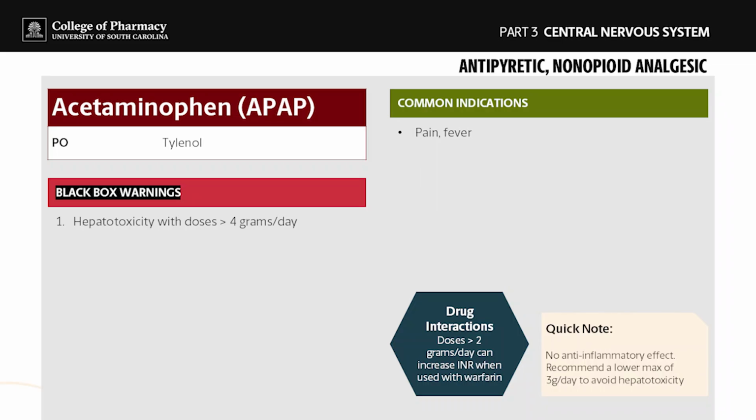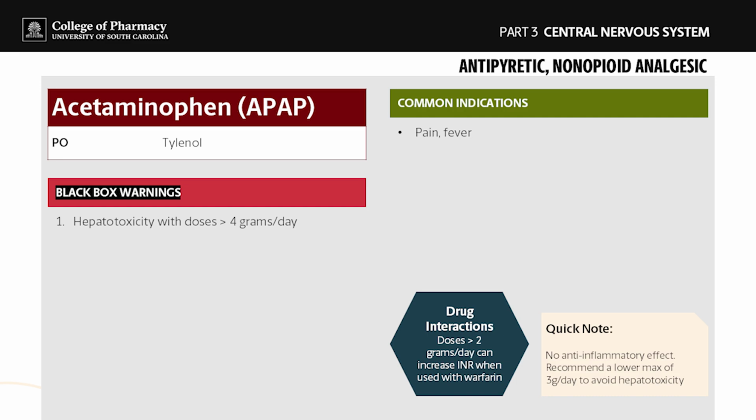We're going to central nervous system section 3. Let's look at some antipyretic non-opioid analgesics. The first one is acetaminophen, or APAP, and we've talked about this before. The brand name is Tylenol. The common indication is for pain or fever.